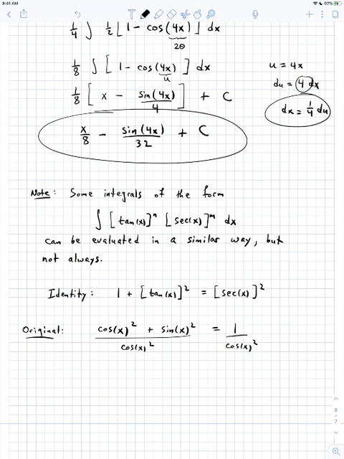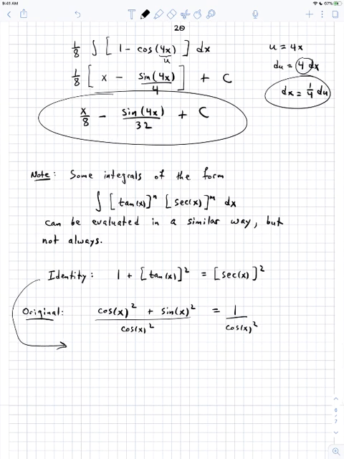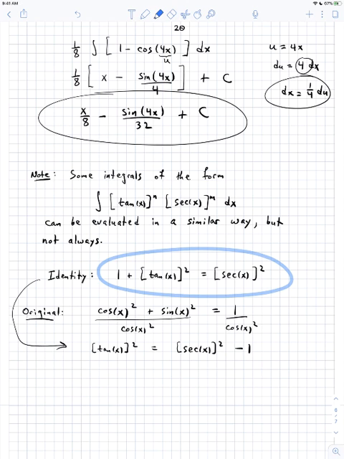And you can see that this tells you how to turn secants into tangents, or indeed, you can also work the other way and say that tangent x squared is equal to secant x quantity squared minus 1. Now, having an identity like this isn't really good enough on its own. You also need to have a similar relationship between the derivatives, and you do.